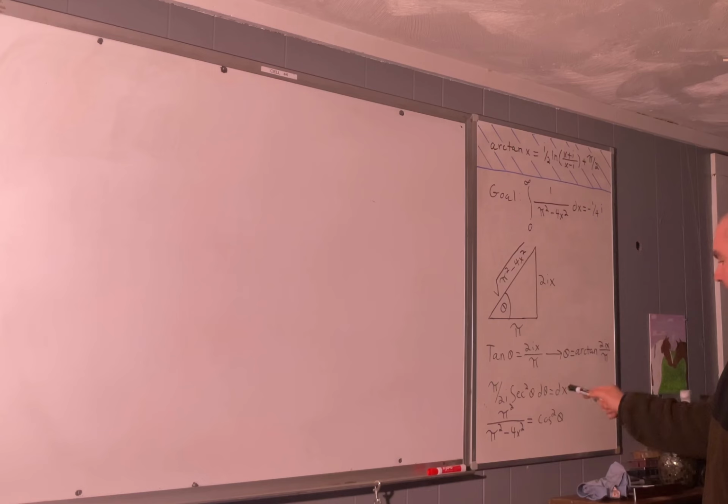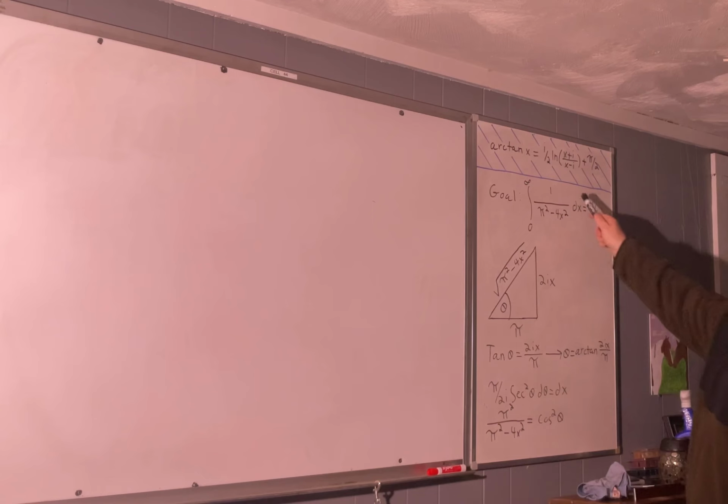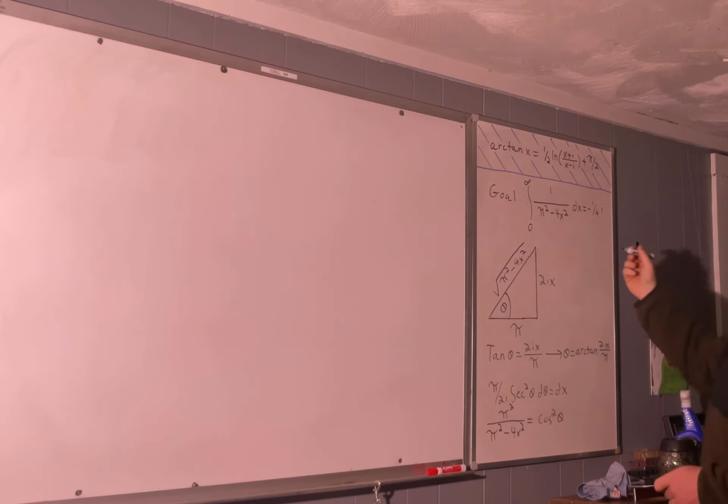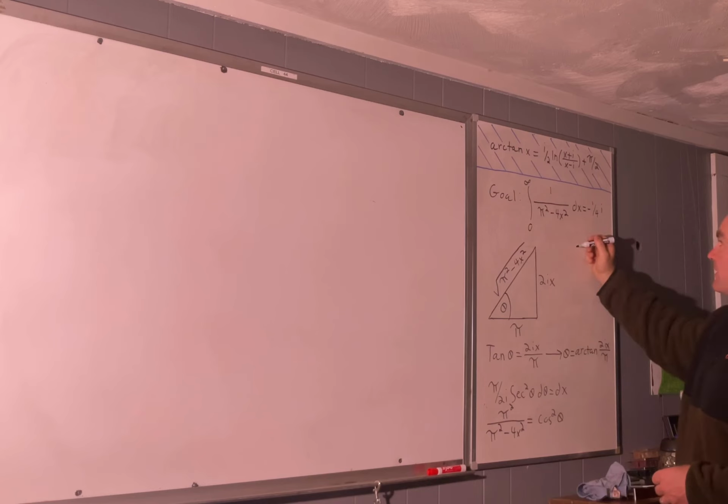And then we have our dx right here. That just comes from taking the derivative on both sides of this. And we have cosine squared theta being equal to pi squared over pi squared minus 4x squared. You can see that's just true based on that triangle. So let's go ahead and rewrite our... Oh, well, actually, I forgot two important things. We're going to need to change the bounds.